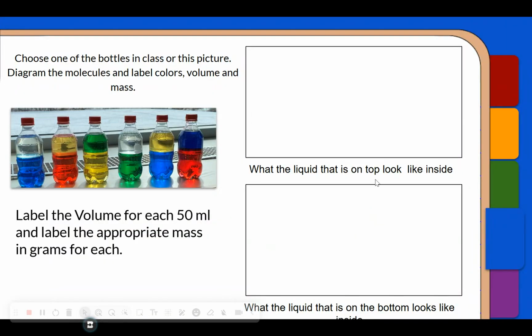All of that is leading up to, you're not having an exit ticket, you're having really kind of like a learning log. You're going to pick 2 of the colors in the bottle and label them for molecules. What would they look like? The top one and the bottom one. And then you're going to label the volume for 50 milliliters and the appropriate mass. We will have already figured out the data table, so you'll be able to do that.